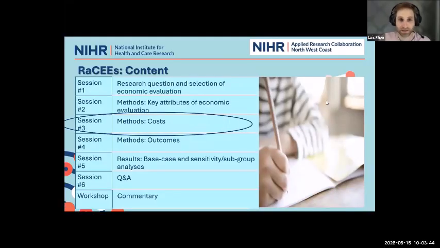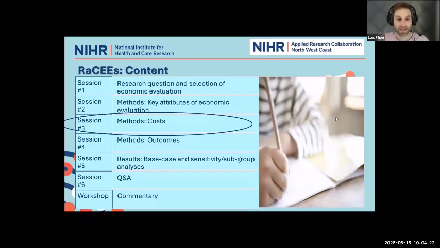So you have seen that we have our plan for our sessions. In session one you saw how to choose your paper, your research question, the selection of the economic evaluation, and then we went on to the methods. Session two was a very complicated session, a lot of things for you to know, about the key attributes of an economic evaluation, mostly the models that are used in order to do the economic evaluation. So today we are going to look at the costs, still in the methods.